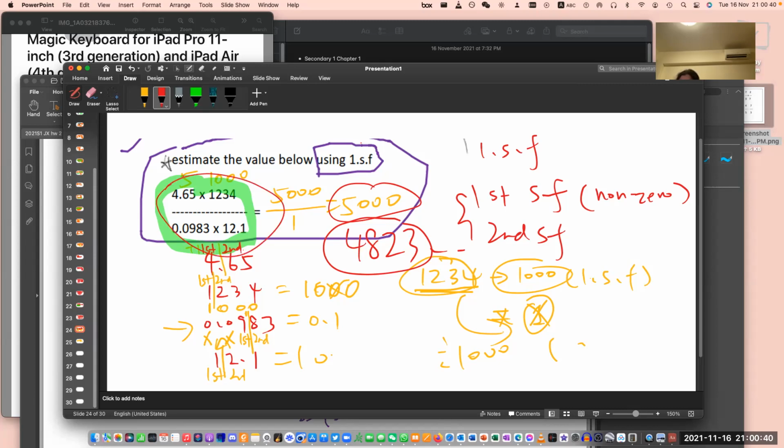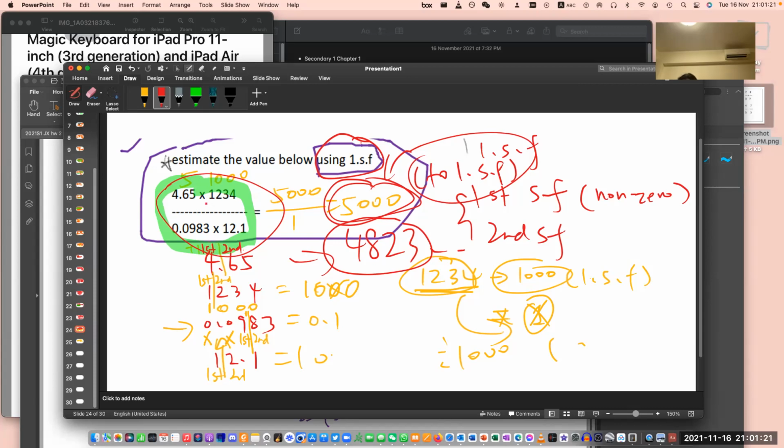I think you can only use your calculator to get this 48 something, because it doesn't make sense if you don't use a calculator and you use your manual way to do it. If you use one significant figure, you could have gotten the answer much faster. Of course, after that, you need to say to one significant figure, just to let people know 5,000 is not the exact one. So it's a fast way for us to do an estimate, and that's how you can quickly estimate the value for this.